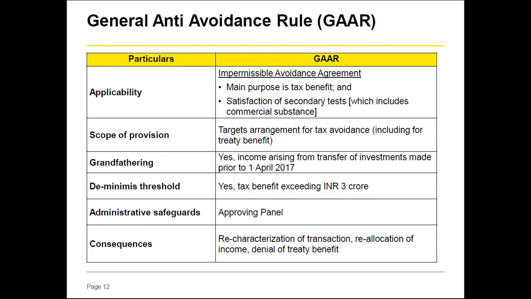GAAR is the general anti-avoidance rule. It deals with impermissible avoidance arrangements. A person cannot enter into an arrangement to evade tax. The applicability is when the main purpose is tax benefit and it satisfies a secondary test. There is a threshold: if the tax benefit exceeds 3 crore, the general anti-avoidance rule is applicable.